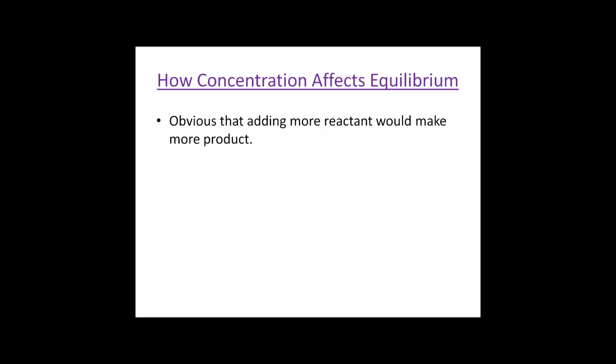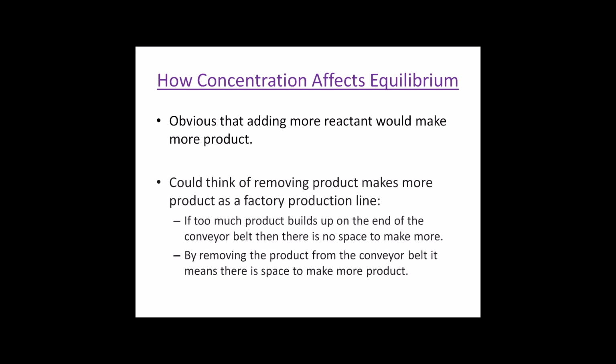It's fairly obvious, I hope, that adding more of a reactant to a reaction will make more of the product. That should be fairly obvious because we've added more of the thing that's reacting to make the product. Now, on the removing of the product, you can think of it a bit like a factory line. If there's too much product in your factory at the end of the production line, at the end of the conveyor belt, then there's no space to make any more. The conveyor belt's full, you can't make any more product because there's nowhere to store it. You need to get some of that product out of the factory before you can start making more. So that's one way of thinking about it.